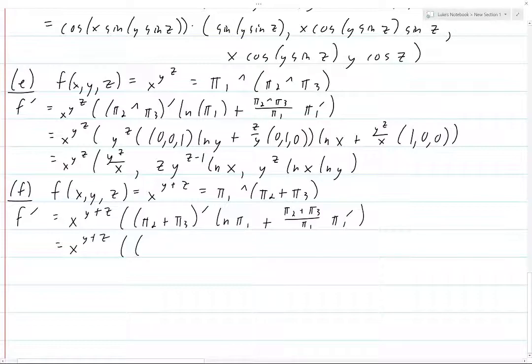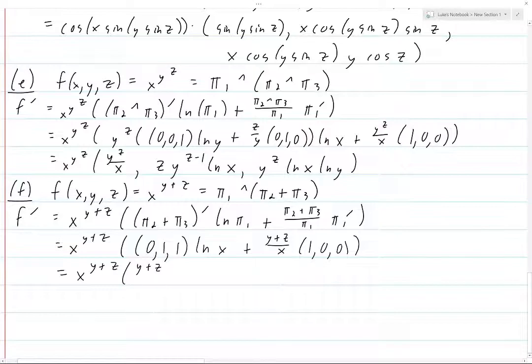Now here we get this vector pi 2 plus pi 3 prime. Remember, derivatives commute with addition, just like we would expect from intro level calculus. So this is 0, 1, 1, because it's 0, 1, 0 plus 0, 0, 1 times natural log of x plus y plus z over x is 1, 0, 0. So what we end up with is we have x to the y plus z on the outside. Then we've also got y plus z over x, natural log of x, natural log of x. And that's it.